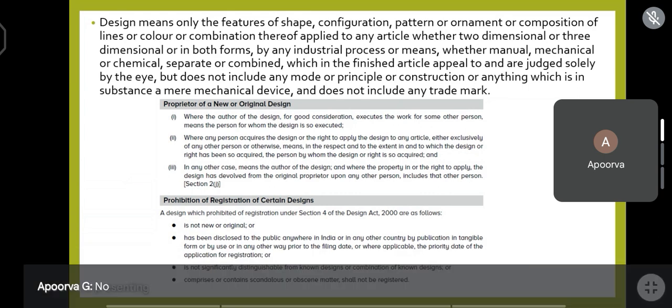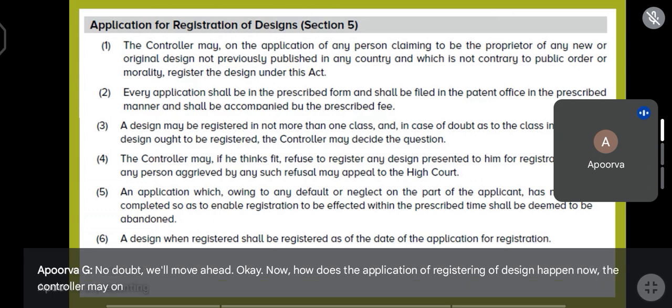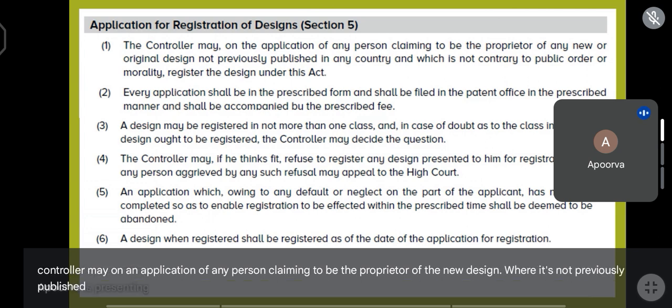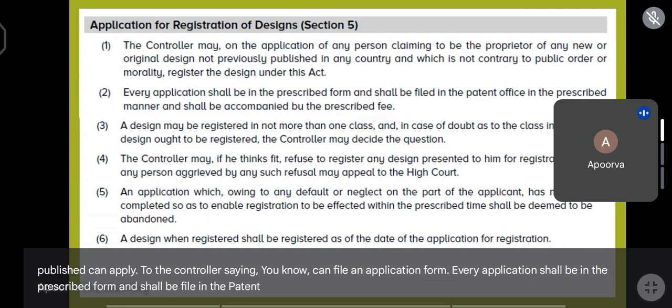No doubt. We'll move ahead. Okay. Now, how does the application of registering of design happen? Now, the controller may, on an application of any person claiming to be the proprietor of the new design, where it's not previously published, can apply to the controller, saying, can file an application form. Every application shall be in the prescribed form and shall be filed in the patent office in the prescribed manner.